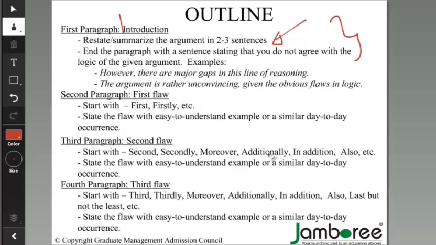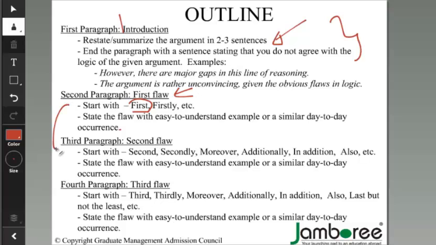So that's one thing. In the second paragraph, you should have the first flaw, and just clearly write first or firstly, whatever. State the flaw with an easy to understand example or similar day-to-day occurrences. Now there is a common belief that you cannot give examples, but in order to explain the flaw, if required, you can give some other example, right?